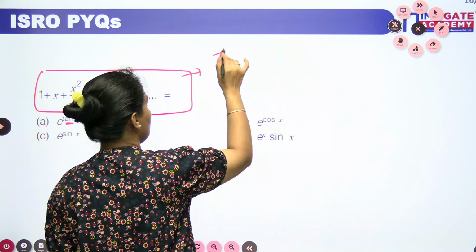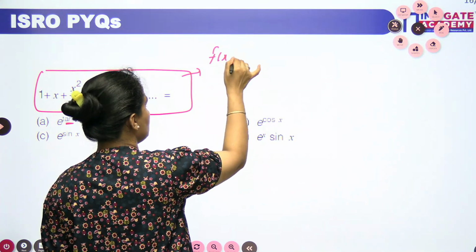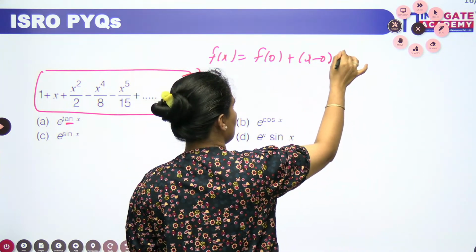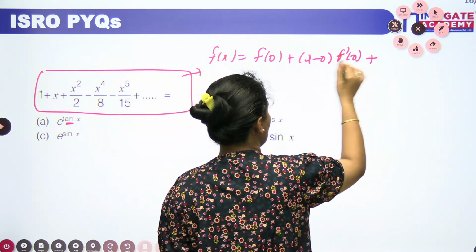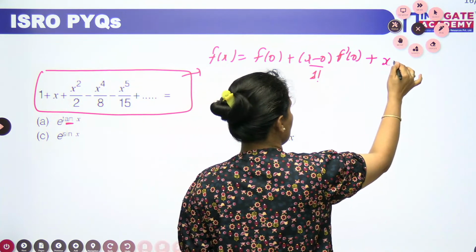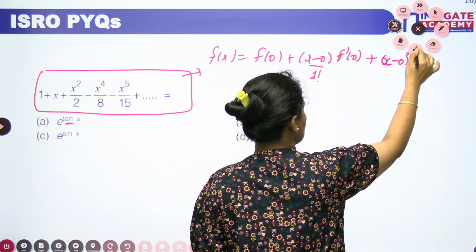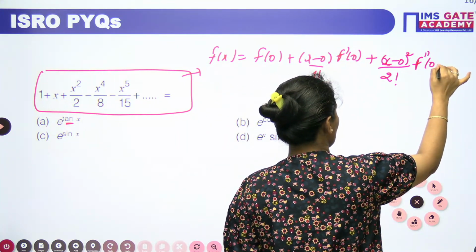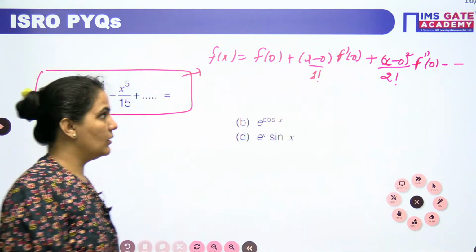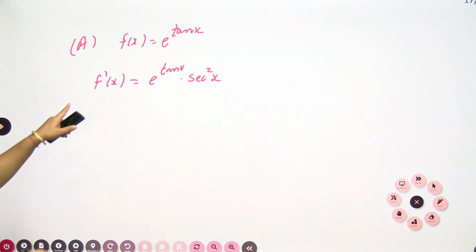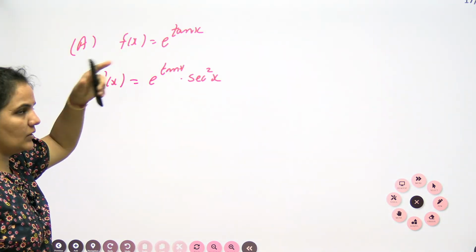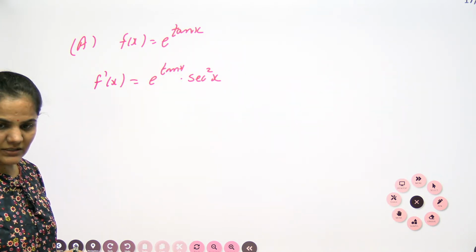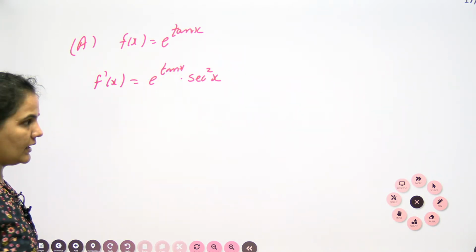So you can write down the series which I will use. f(x) is equal to f(0) plus (x minus 0) f'(0) by 1 factorial, plus (x minus 0) whole square by 2 factorial f''(0), and so on we will go on. When I put 0 in the function, it will not give me the result. So I don't think it will work.